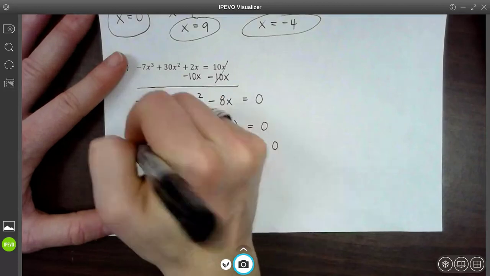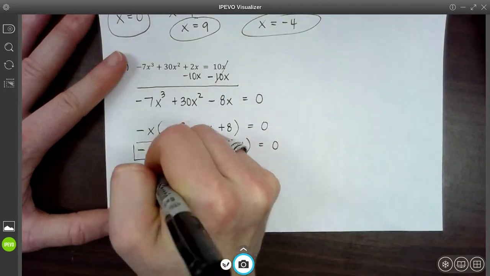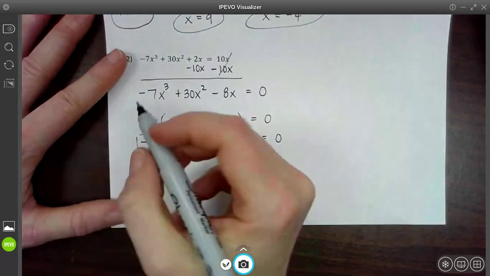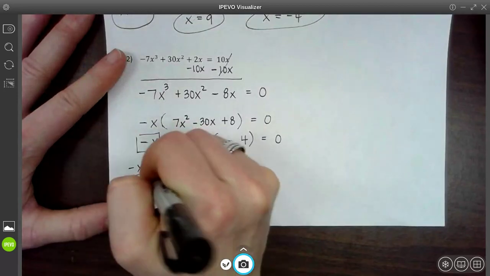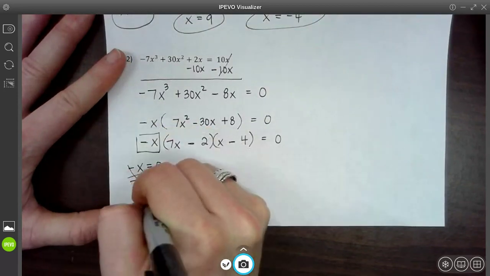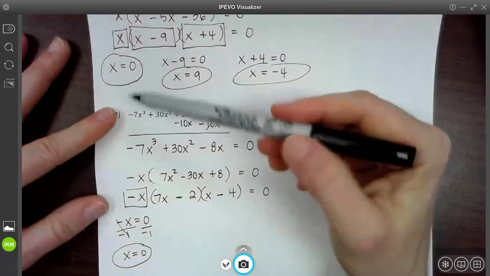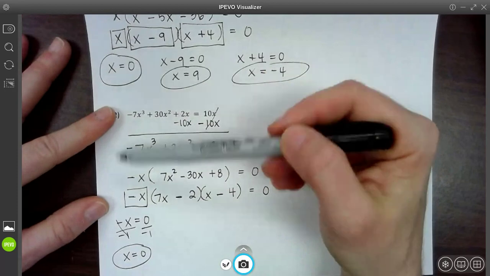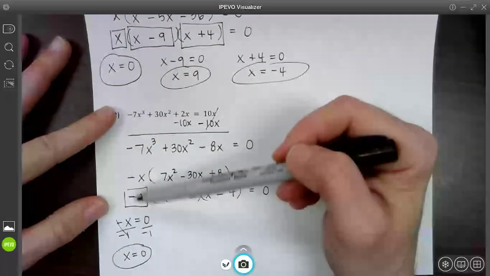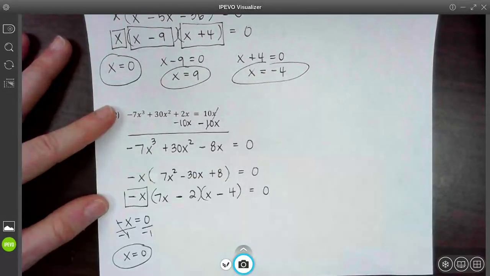So take your first factor, negative x, set it equal to 0, and solve for x. I'm going to divide that negative sign away, and I get x equals 0 as one of my answers. And you should be seeing that when your GCF has a variable in it, when you set it equal to 0, you should get 0 as one of your answers.